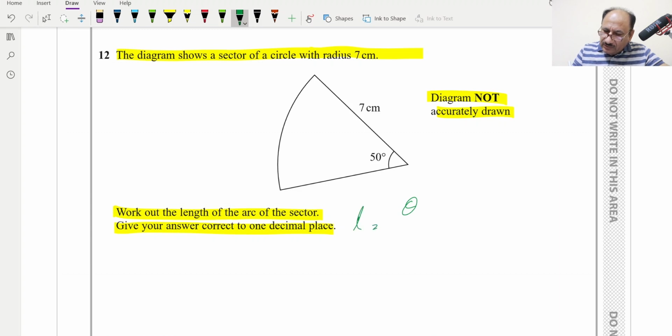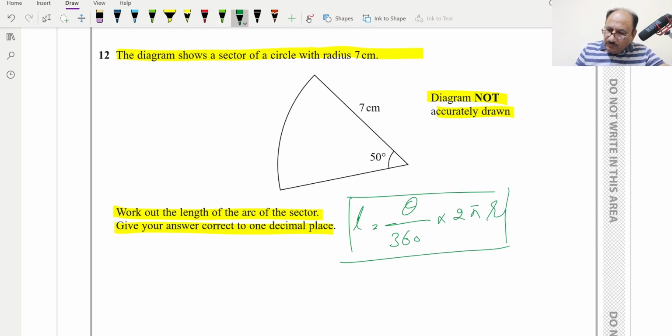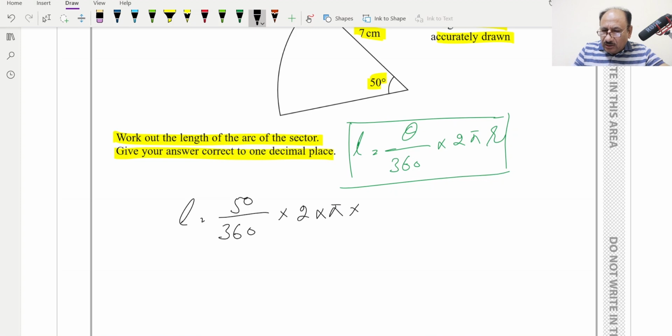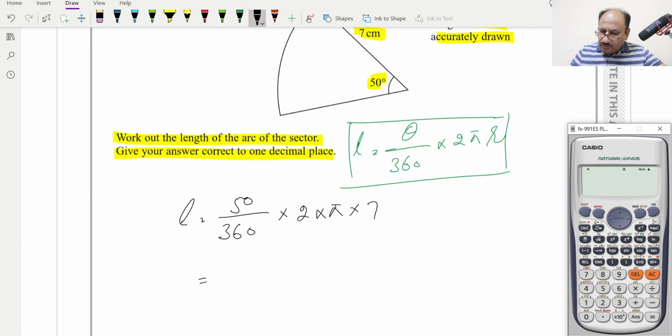Arc length L is equal to theta over 360 into 2 pi r, and this is the formula which we will be applying. Theta is 50 and radius is 7 centimeter. These values we will insert in this formula. So L will be equal to 50 over 360 into 2 into pi into r, where r is 7. So everything we will insert in the calculator and it will give us the answer.